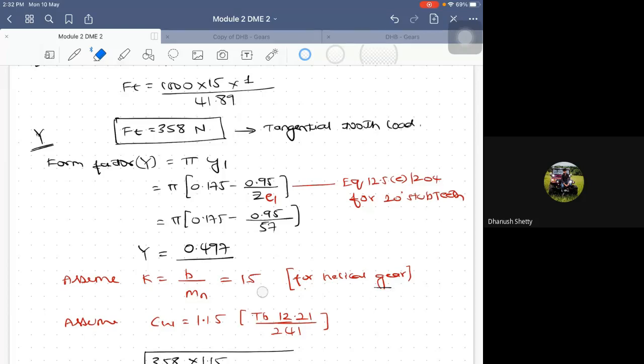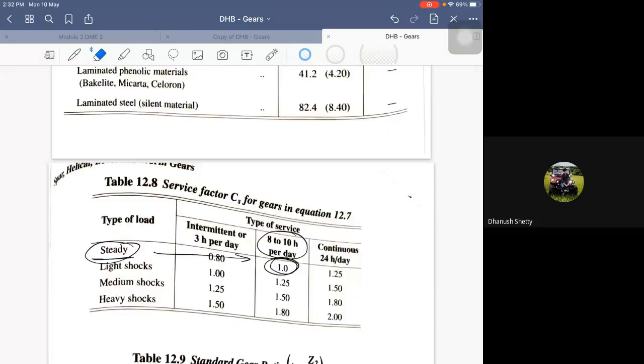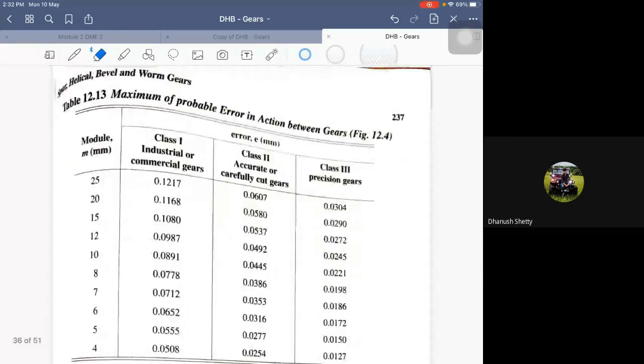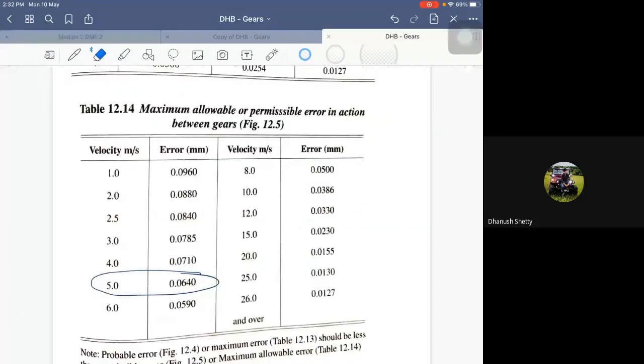Okay, that's nice. Now, you also have to assume the value of CW, which is 1.15. Go for table number 12.21, page 241. You get to know what that particular thing is. It is known as a wear factor. 12.21, page number 241.